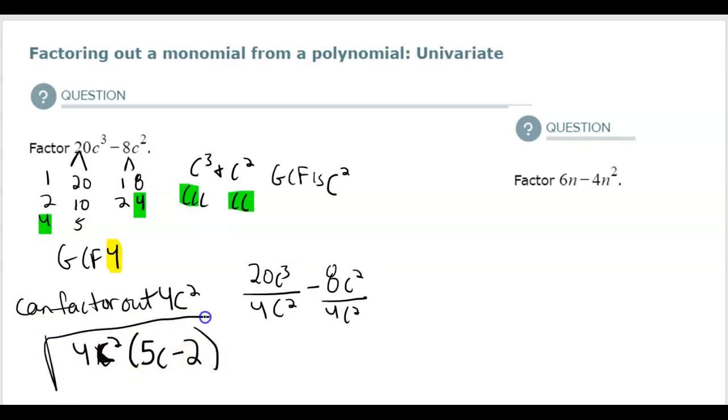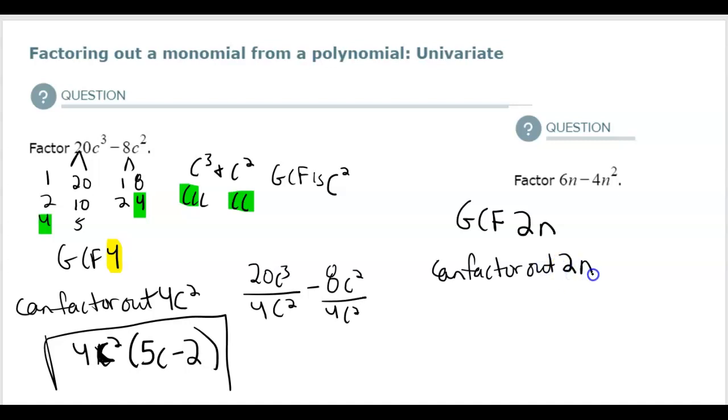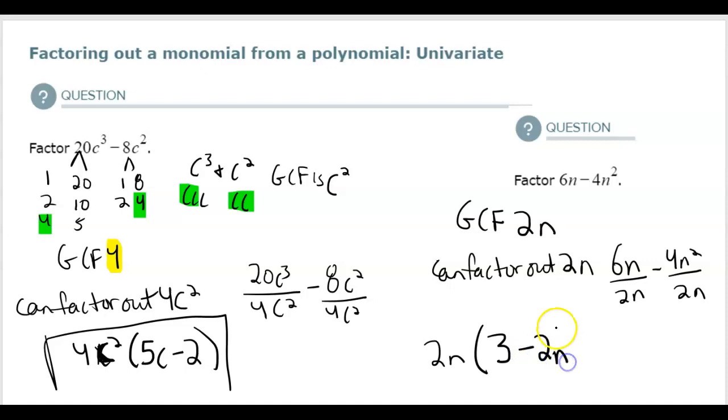Go ahead and pause your screen, try this one on your own. Our greatest common factor here is a 2 and 1n. So we can factor out a 2n. So I factored out a 2n. End up with 3 minus 2n.